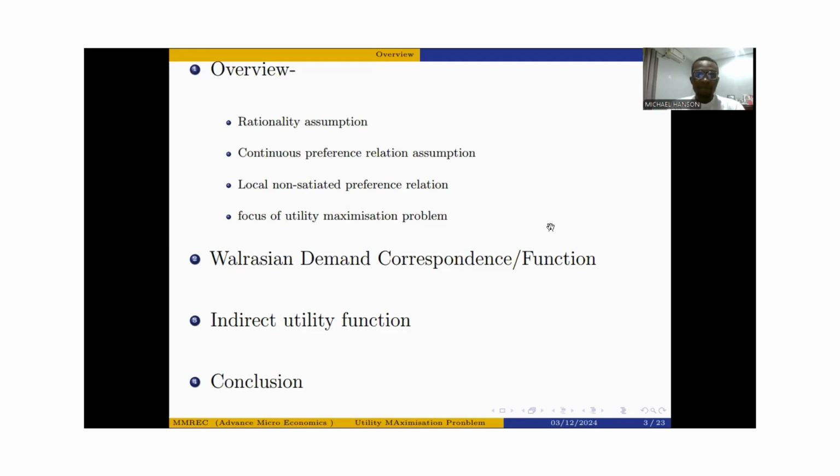Let's go ahead. So today we continue to focus on the utility maximization problem, describe the Walrasian demand correspondence once more, and then how to derive the indirect utility. Although there's a special video on the indirect utility function, you can visit it and get more insight from there.